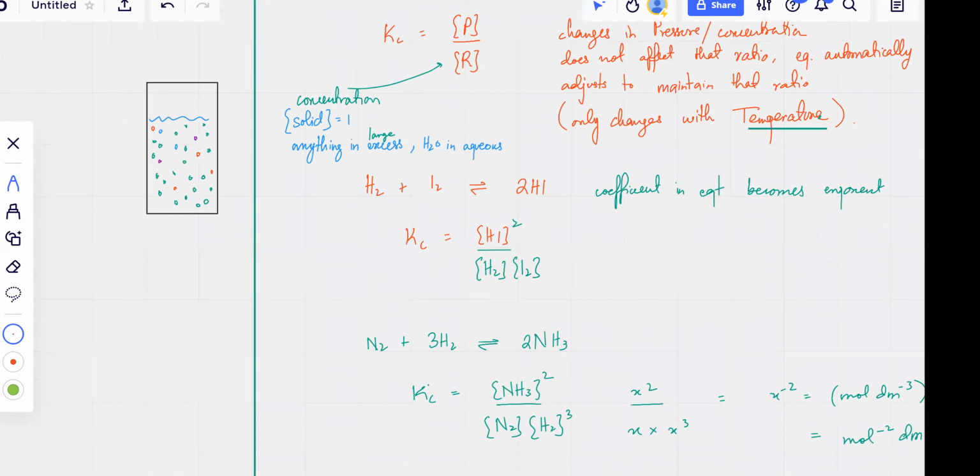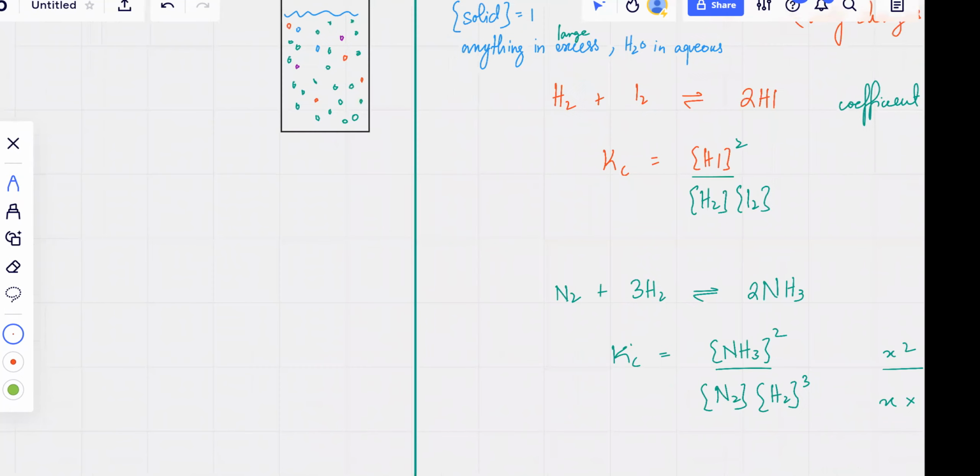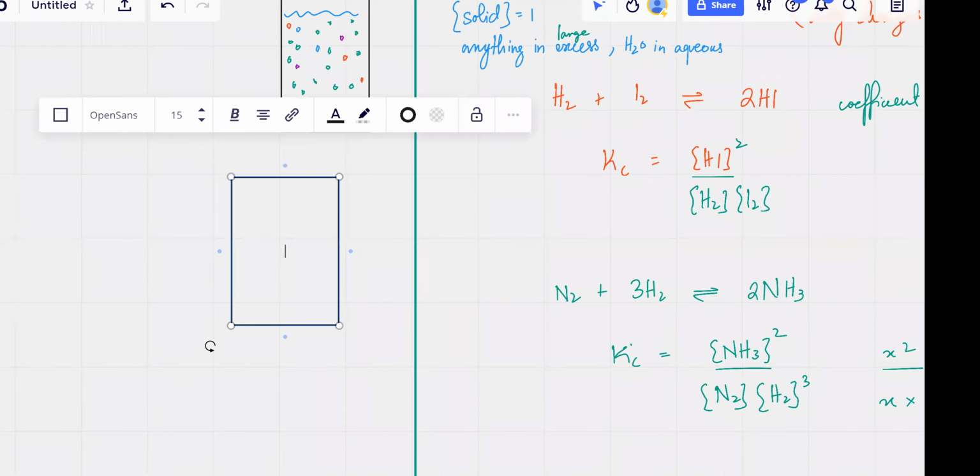So it's taken as a 1, so you don't have to write it in the expression. Why put in extra? Then, why are solids taken as one? What is concentration? Concentration, by definition, is a description of how close the particles are.